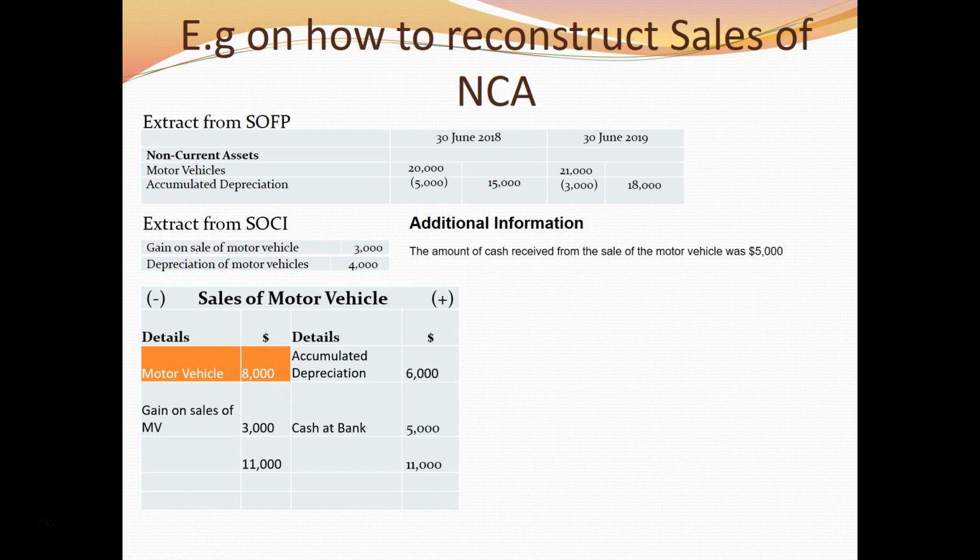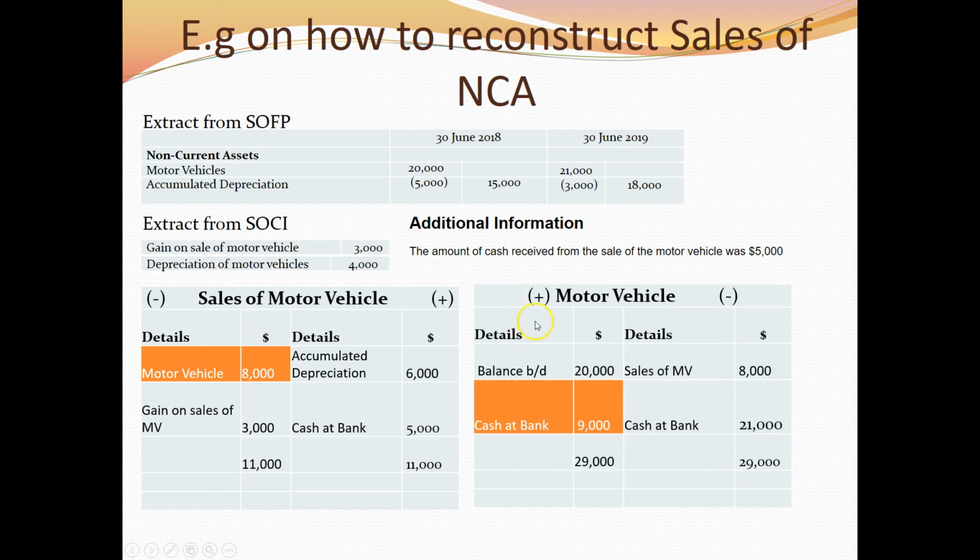We continue from here, we open up our motor vehicle account. Why? Because the motor vehicle we sell, but only increase to 21,000. So opening balance here, closing balance here, do the double entry from here to here. Then we realize that on the positive side, something is lacking. So the motor vehicle increased because we bought more motor vehicle. We write cash at bank 9,000 as a balancing figure.